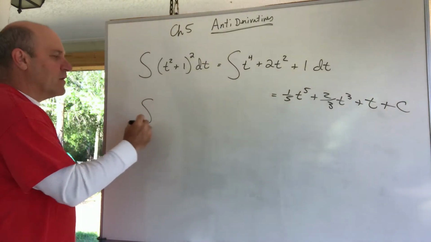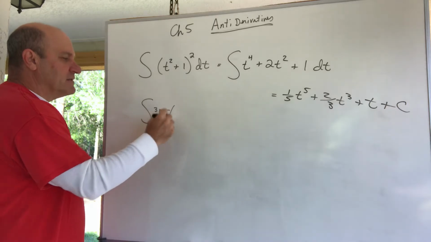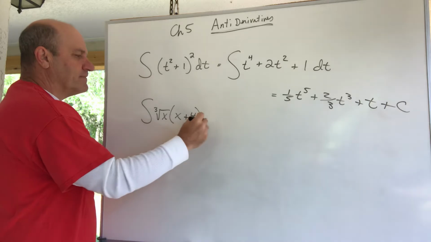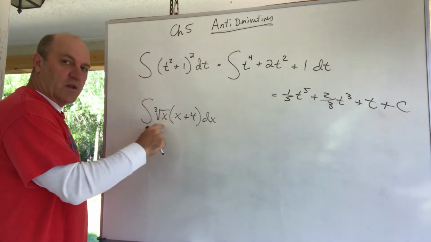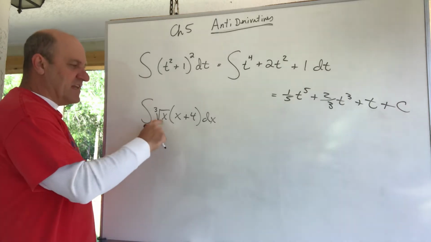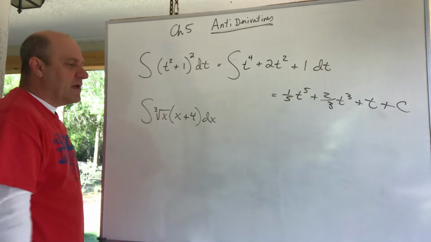Let's try another one. What about the cube root of x times x plus 4? You know, I told you there is no such thing as a product rule, and some students fall into a trap of thinking they can just integrate a product. You can't integrate a product. So I'm sort of stuck here.